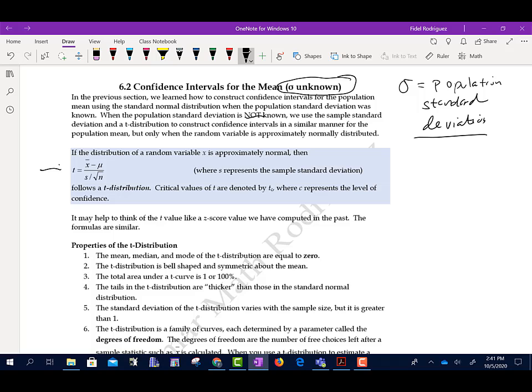All right, so it says if the distribution of a random variable x is approximately normal, then the t value is going to be equal to x bar minus mu divided by s divided by the square root of n, where s represents my sample standard deviation, okay? This follows a t-distribution. Critical values of t are denoted by tc, where c represents the level of confidence. It may help to think of the t-value like a z-score that we've computed in the past. The formulas are going to be similar, all right?